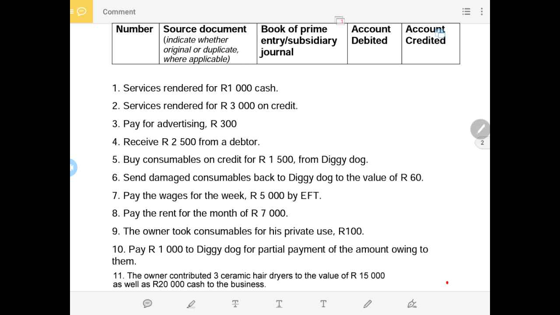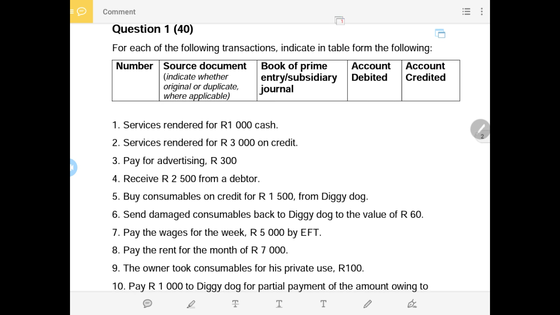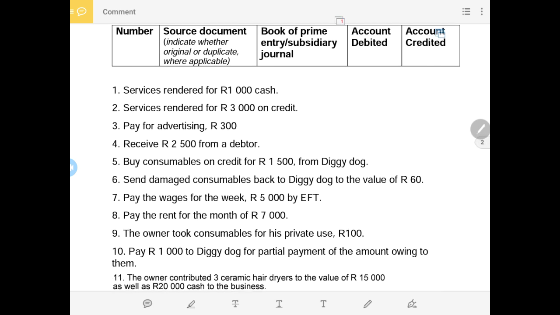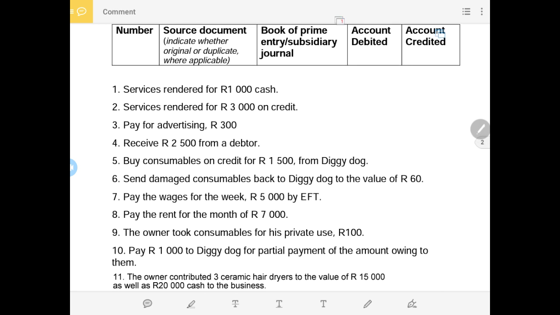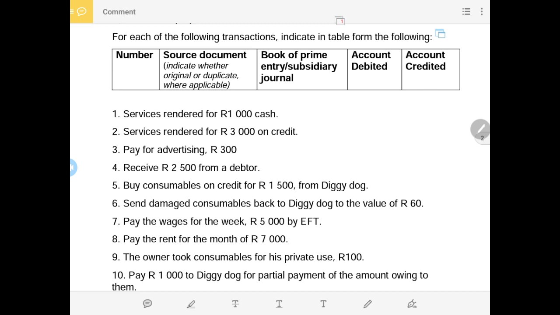It's also quite important to note that capital contribution can also be an item that gets recorded in the subsidiary journal, and also consumable items, or something that is taken by the owner for personal use. But I wanted to bring in the capital contribution. Now we have transaction number 1 up until transaction number 11. That must be recorded in the books of prime entry.